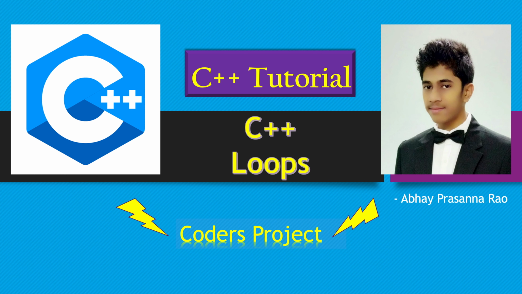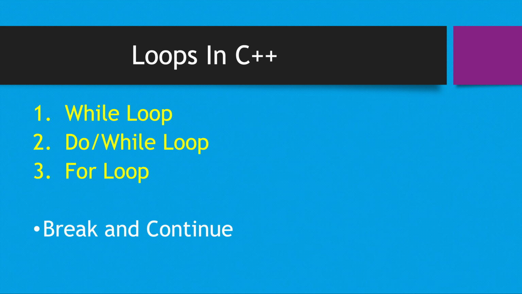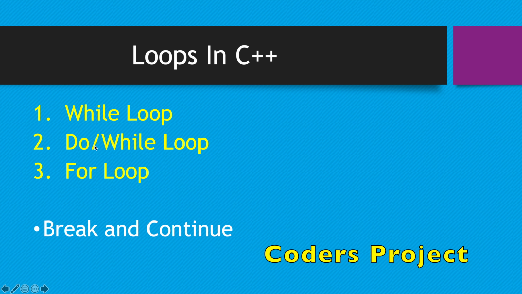In this video, I'm going to be talking about the C++ loops. What are the loops available in C++ and how do you use them? There are three types of loops: the while loop, in the while loop we have the do and while loop, which I'll explain, and then the for loop, and how you use the break and continue functions within these loops. So yeah, let's get started.